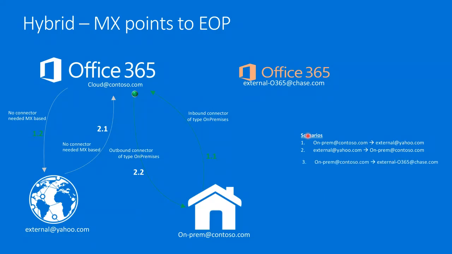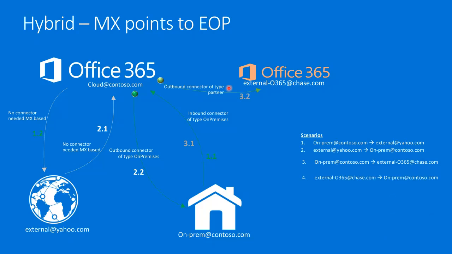Scenario 3: an on-premises mailbox trying to send an email to a different Office 365 domain. The email is again routed to Office 365 using the inbound type. Office 365 receives that information using the inbound connector type on-premises, and from there it uses an outbound connector of type partner to a different Office 365 domain. Again, we do not need this; it automatically uses the default outbound. But if you have a requirement to have this type of connector, you can create it and route those emails using this connector.